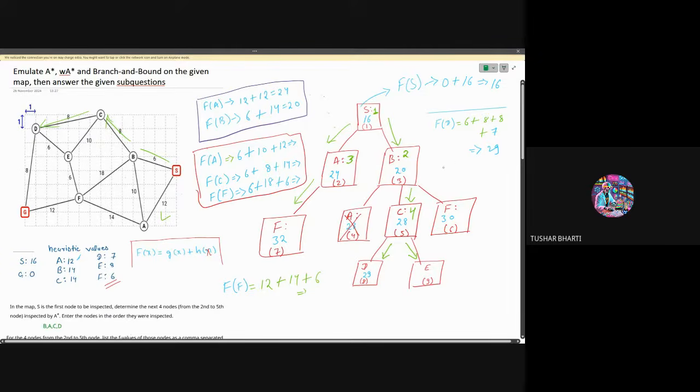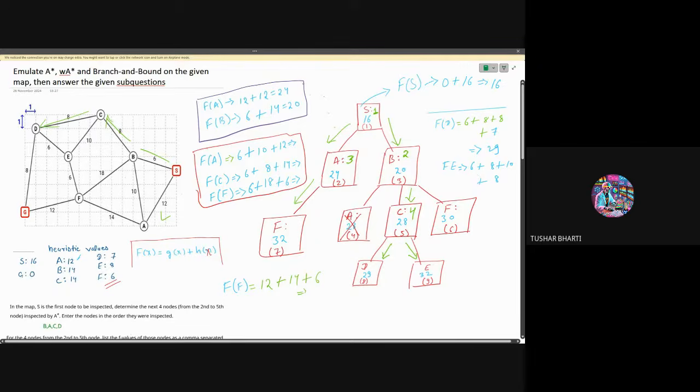Similarly, we will calculate for f of E. So S to B 6 plus B to C 8 plus C to E 10 plus heuristic value of E 8. So this will be 6, 14, 24, 32. Now this is 32.